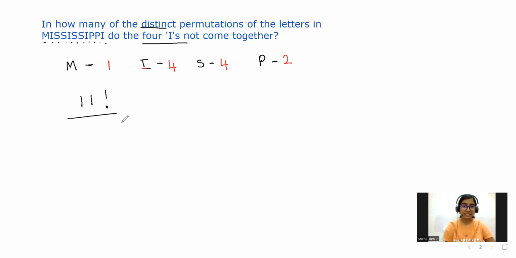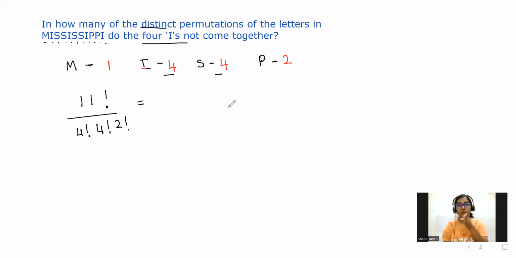So 11 factorial divided by. So now I have four I's, right? If I have M, I, and I, this is the first I and this is the second I. M, I, and I, this is the second I and first I. They both convey the same meaning. So I need to ignore those parts. So if you have four I's, that would be 4 factorial. I have 4 S's, that means another 4 factorial, and 2 P's, 2 factorial. So this is our answer. Now you can just expand it and simplify this, right?